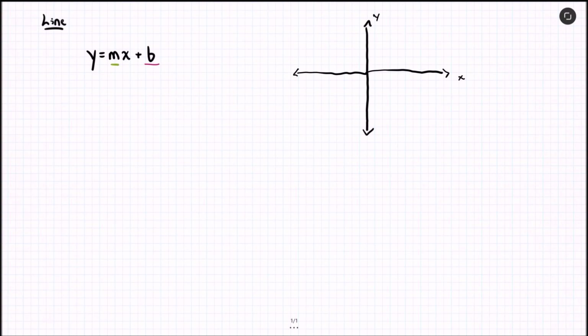Let's try a practice example. Try graphing y equals 2x minus 2. I'll be doing it in the background as usual, but only check if you absolutely need help.